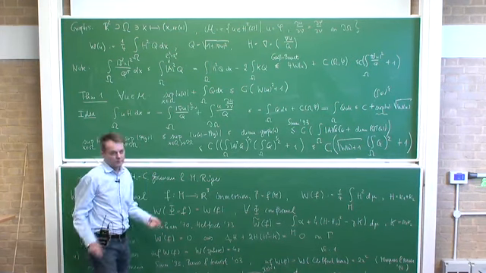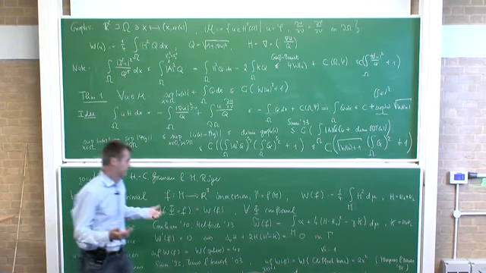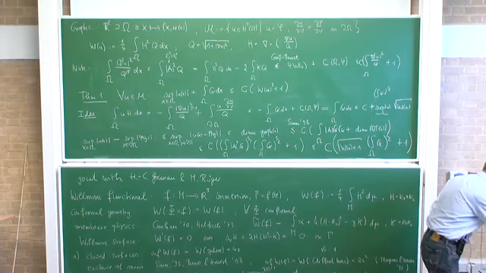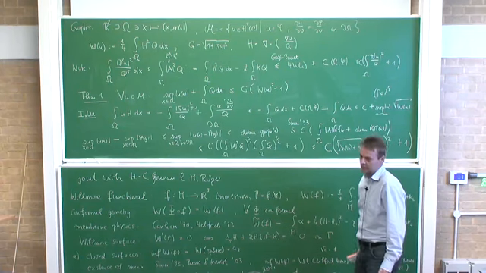This is the kind of norms which you can control, and unfortunately we can't do much better. So we haven't been able to get better estimates. There are examples which suggest that not much more is possible.